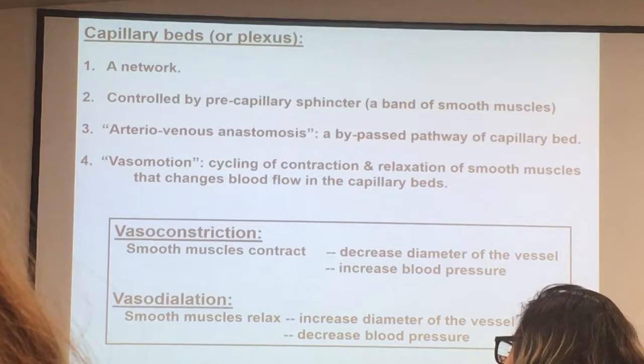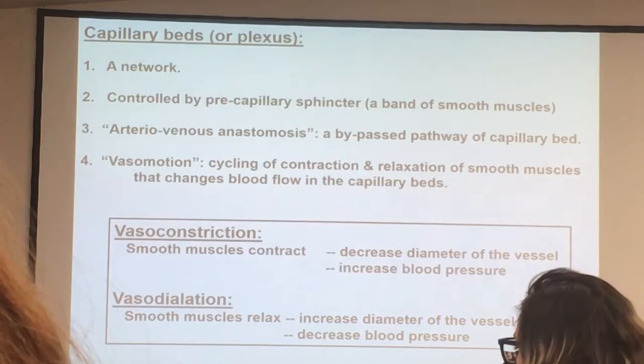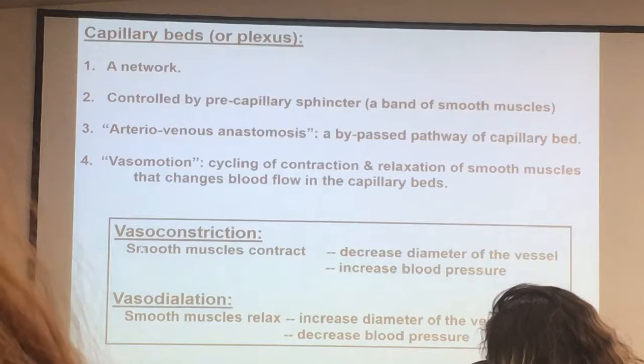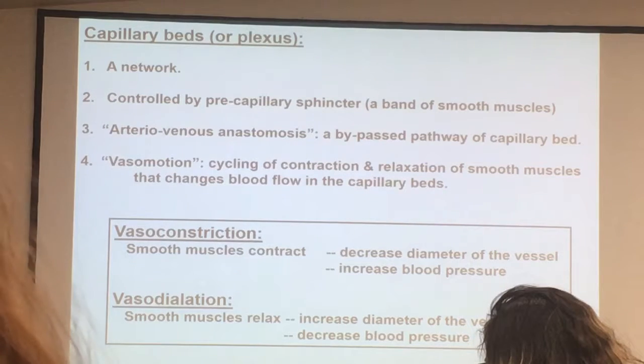Vasomotion means how we control the vessel, relaxation or contraction, and we have two terms. When they contract, we call it vasoconstriction. Vasoconstriction will reduce the blood flow and increase the blood pressure. Vasodilatation means relax. Vasodilatation increases the diameter and increases the blood flow.